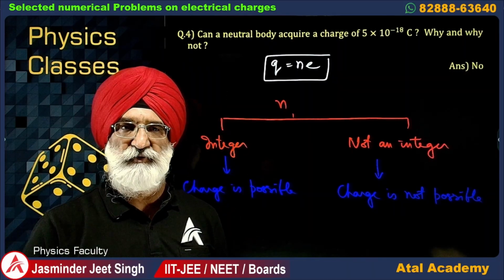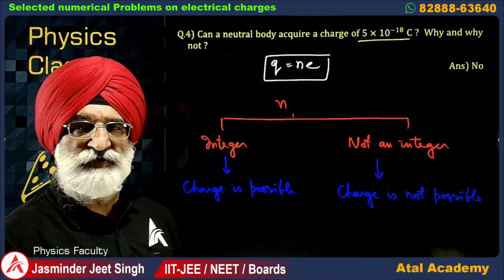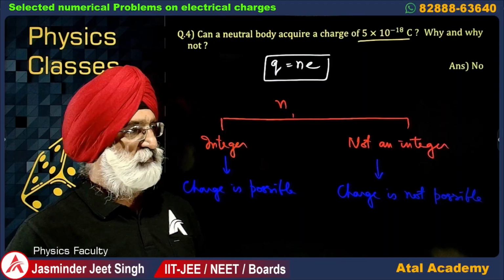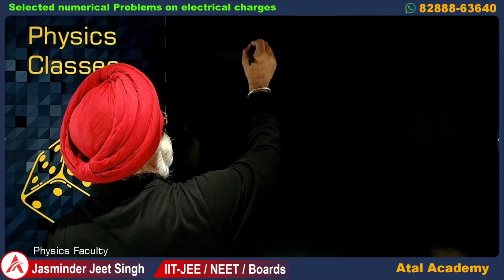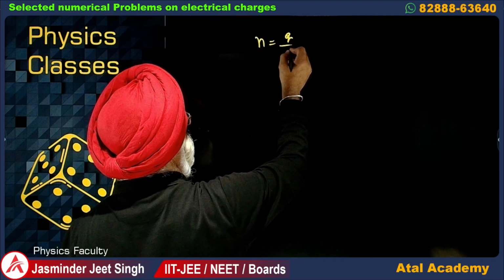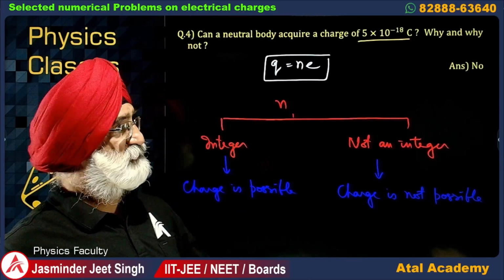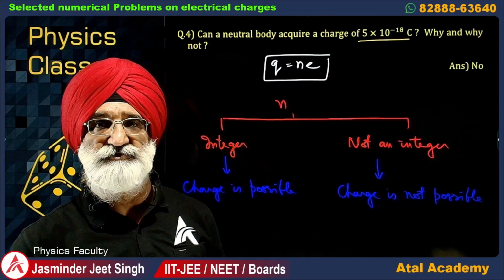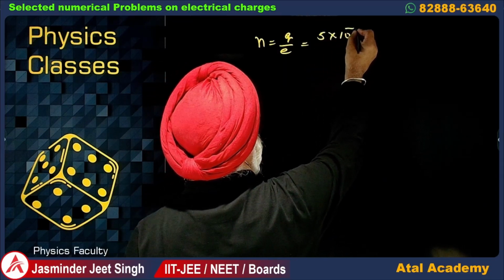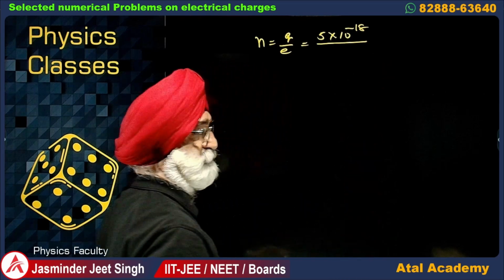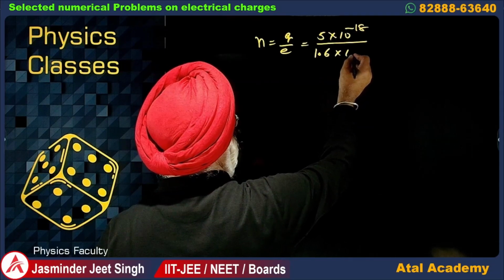In order to find out whether the charge given to us, 5 into 10 to the power of minus 18 coulombs, is possible or not, we'll have to find the value of N. According to the quantization of charge, N will become Q upon E. Q is the charge which the body is supposed to acquire. In this case, it is 5 into 10 to the power of minus 18 coulombs. We put the value of the charge, 5 into 10 to the power of minus 18, upon the charge on one electron, that is 1.6 into 10 to the power of minus 19 coulombs.